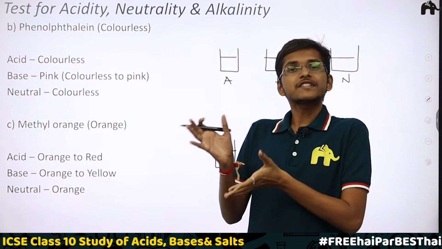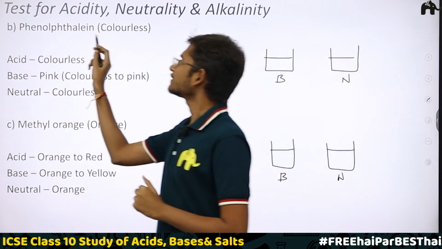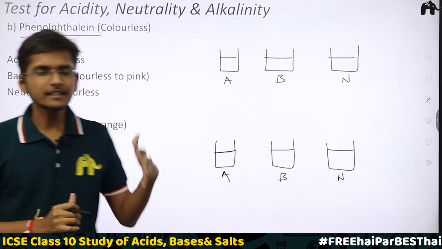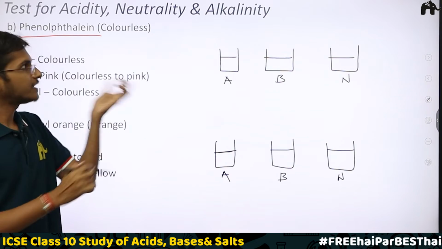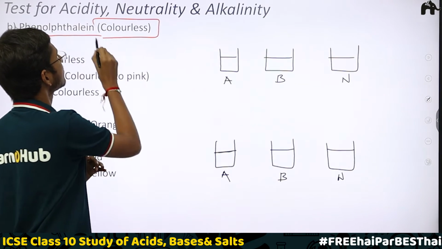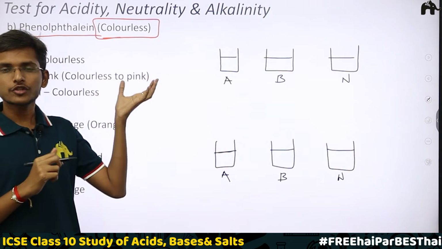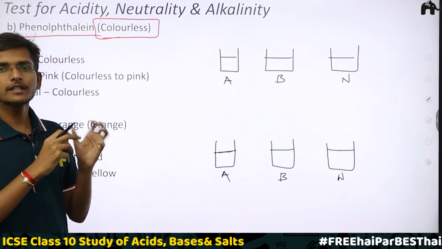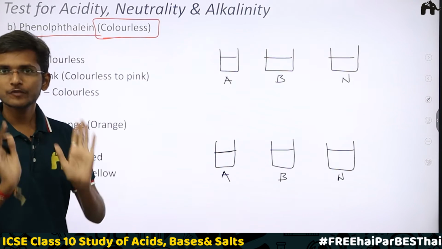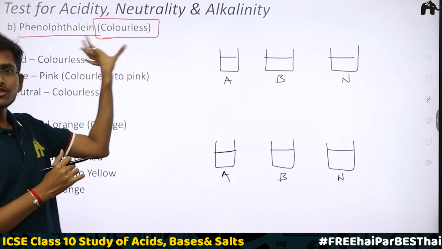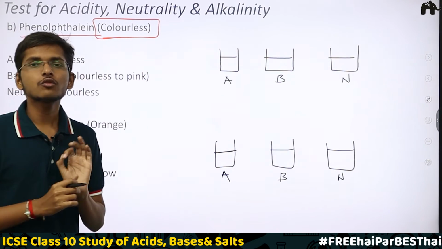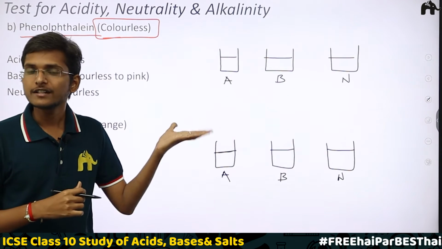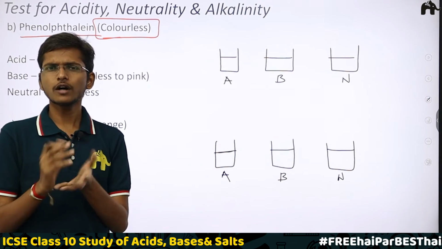Now, our next acid-base indicator is phenolphthalein. So the phenolphthalein indicator solution is colorless. I'm calling it a solution because we make this phenolphthalein indicator solution by dissolving it in water. Very simple. Now this colorless solution we use in order to identify whether a solution is acidic, basic or neutral. So how can we use it?